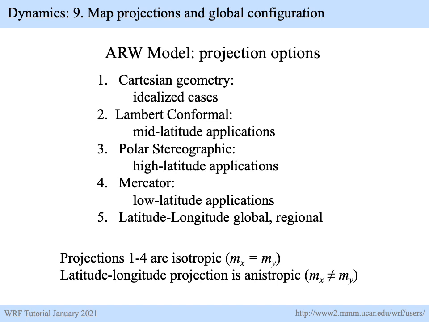However, the latitude-longitude projection isn't equal. For example, the north-south direction will typically stay the same, like delta y, but delta x, which is the east-west dimension of a grid cell, will shrink as you go towards the poles because it's on this latitude-longitude grid. So those are anisotropic projections. This is what you have available to you in ARW right now.